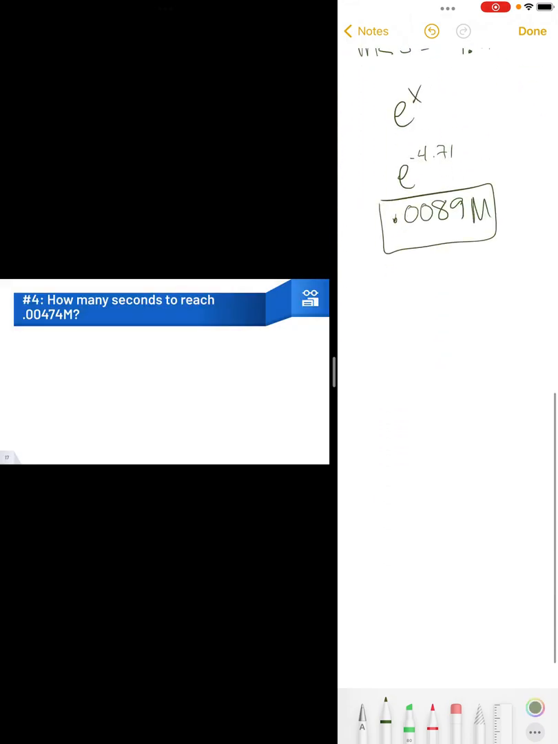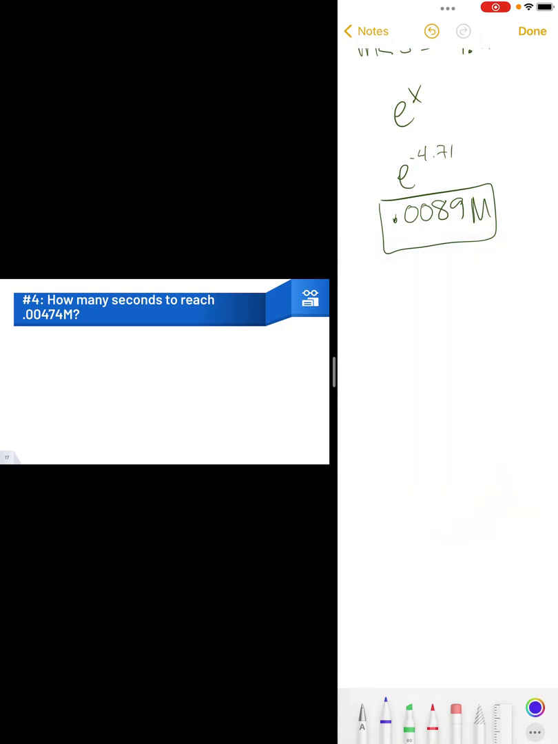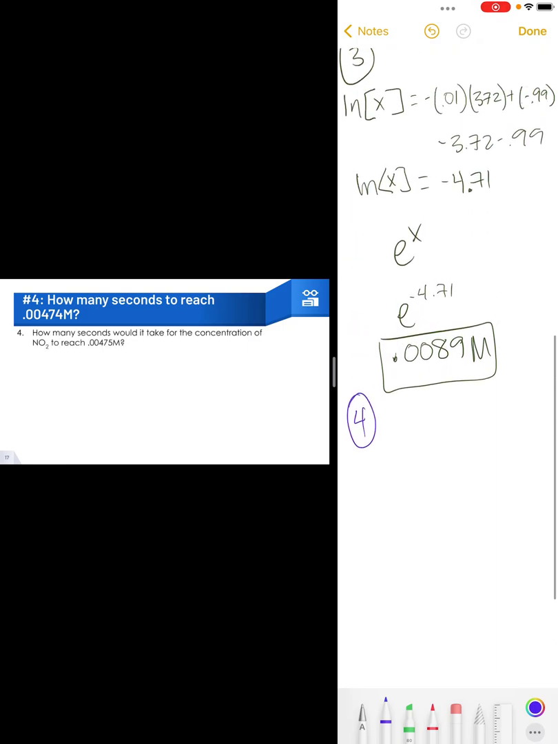Next question, switch colors to blue. Let's do this color. Okay, number 4. How many seconds to reach that specific concentration? Remember that capital M is molarity, that's telling us concentration. So same equation. This time it's telling me that concentration is 0.00475 equals, K is still the same thing.